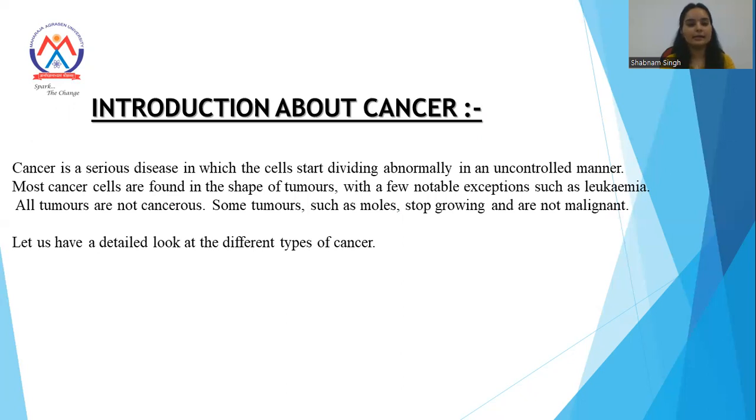Most cancer cells are found in the shape of tumors, with a few notable exceptions, such as leukemia. All tumors are not cancerous. Some tumors, such as moles, stop growing and are not malignant. So let's have a detailed look at different types of cancer.